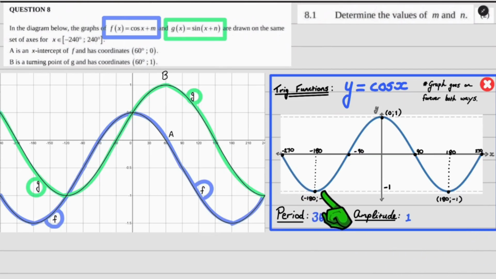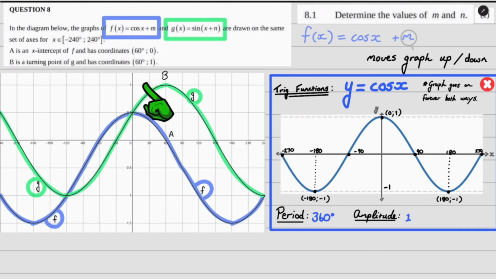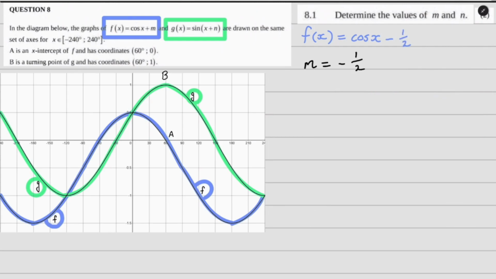So cos x has a wavy shape, and we always use this point as our reference point. Cos x should start on 0 and 1. So cos x should start there, but now it's starting there. And this m over here is responsible for moving the graph up and down. If you think about it, we just moved it down half a unit. So this m is minus a half. We must say minus because it moved down. If it moves up, we add it.